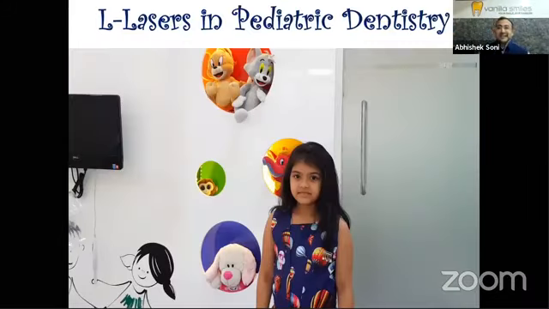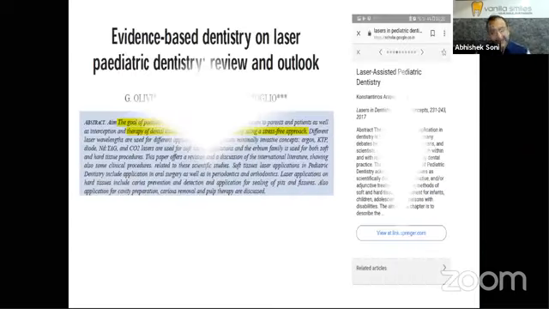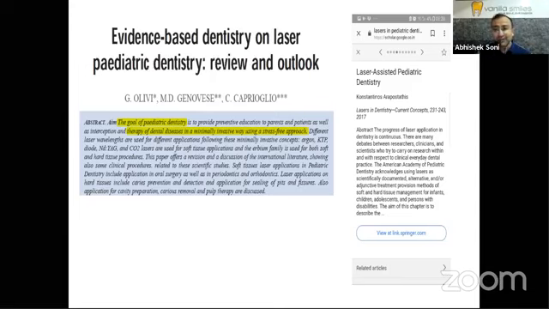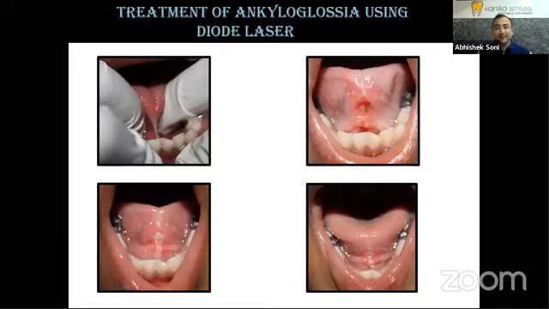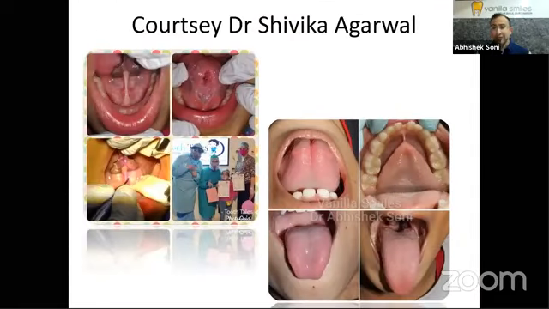Now coming to lasers, lasers also have a wide variety of applications in pediatric dentistry. And there are a lot of evidence-based papers that have already been published. Most commonly, we are using lasers for tongue tie correction, high frenal attachments. We have done tongue tie corrections for infants as early as a 15-day-old child, where failure to thrive, child is unable to latch, and we've taken care of it with lasers.